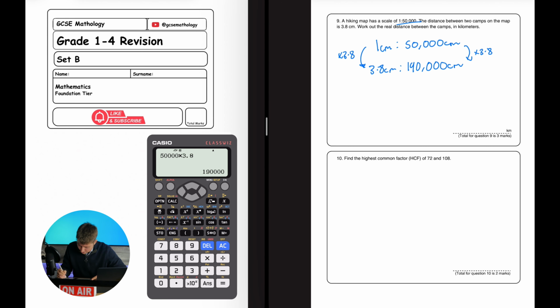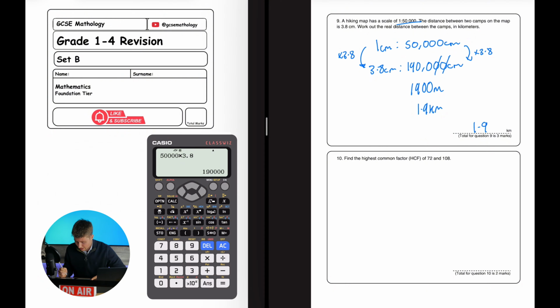We're going to divide this number here by 100 to convert centimeters to meters. So that means eliminating 2 of the zeros to give us 1,900 meters. And then to convert this into kilometers, we're going to divide this number here by 1,000. So we're going to move the decimal point 3 units to the left. So 1, 2, 3. So the final answer is 1.9 kilometers.